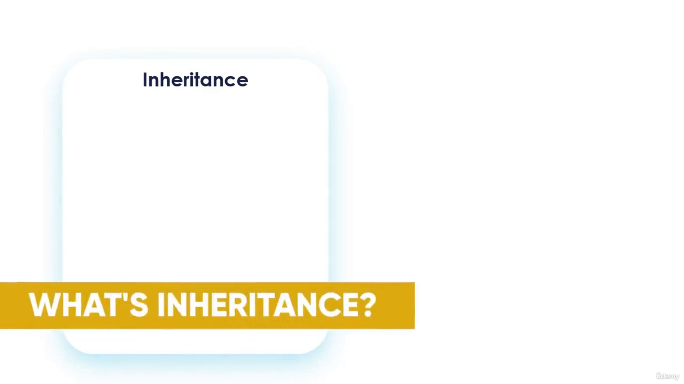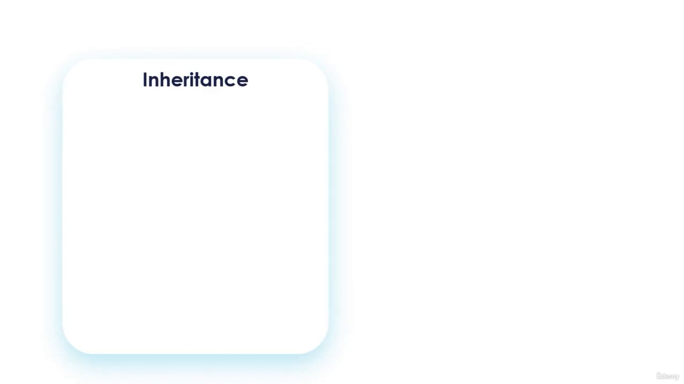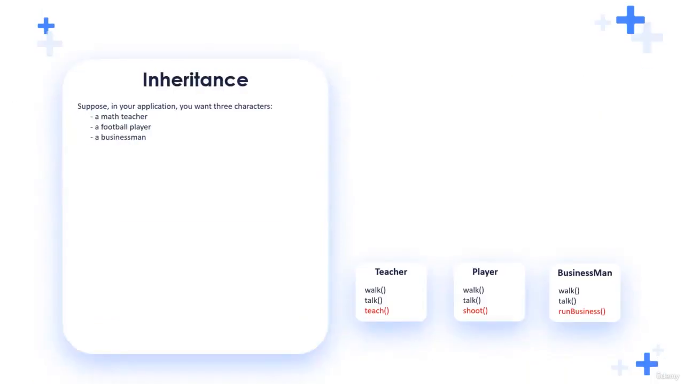Hello, my friends. In this video, I'm going to talk about inheritance. Inheritance is one of the key features of object-oriented programming. It allows user to create a new class, derived class from an existing class, base class. The derived class inherits all the features from the base class and can have additional features of its own.